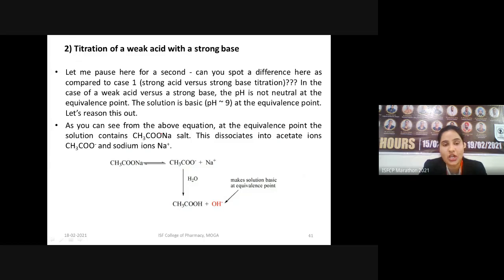So this was the difference between the titration curve of a strong acid with a strong base and the titration of a weak acid with a strong base. At the equivalence point specifically, we do not have a neutral pH in the case of the titration of a weak acid with a strong base, whereas in the case of titration of a strong acid with a strong base, the pH of the solution was neutral.